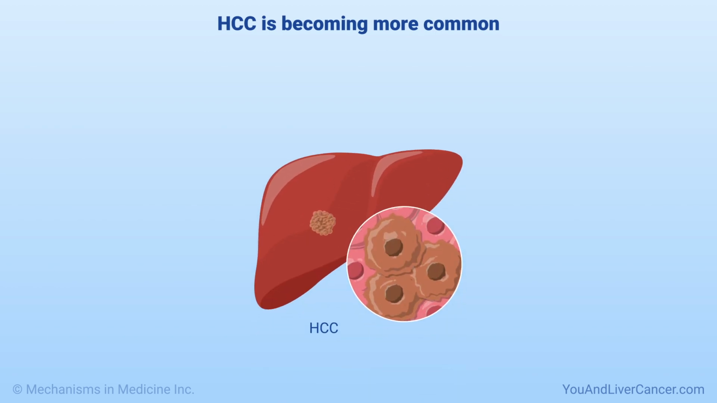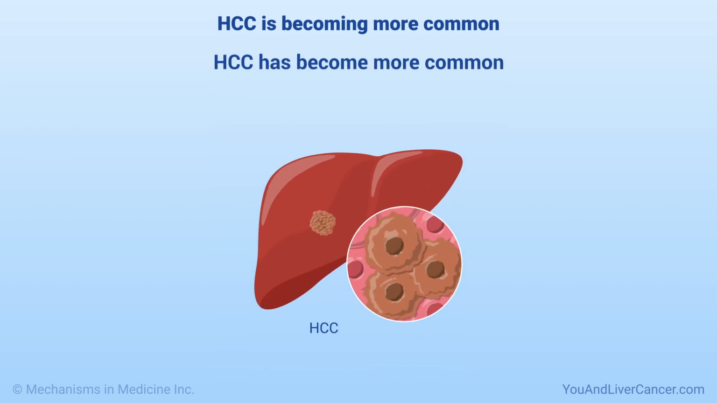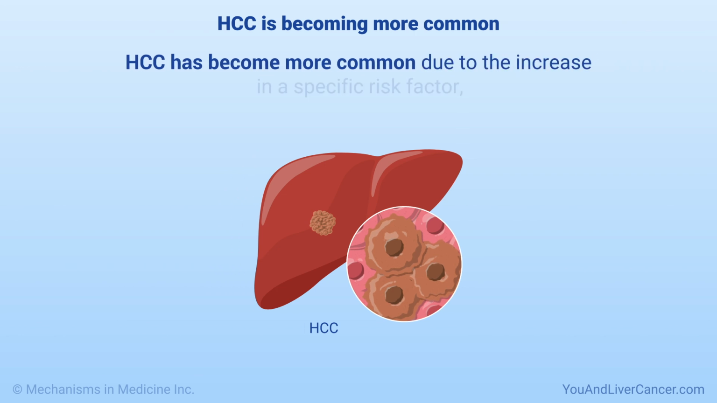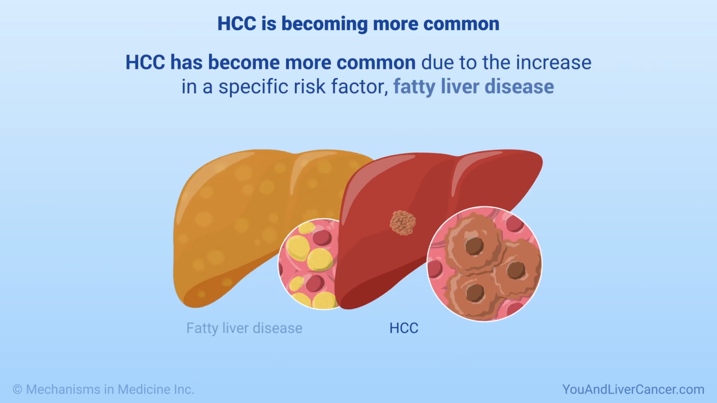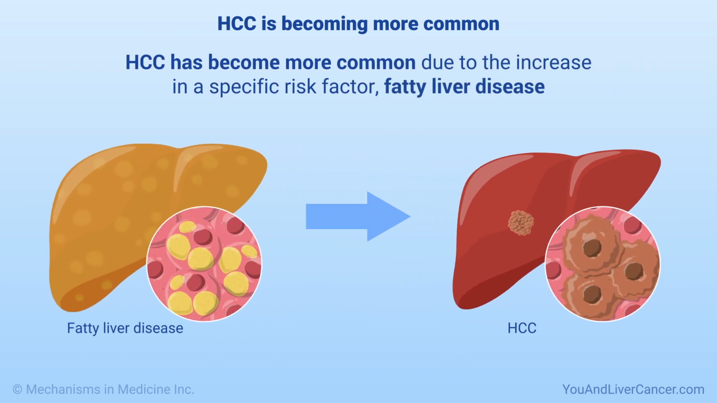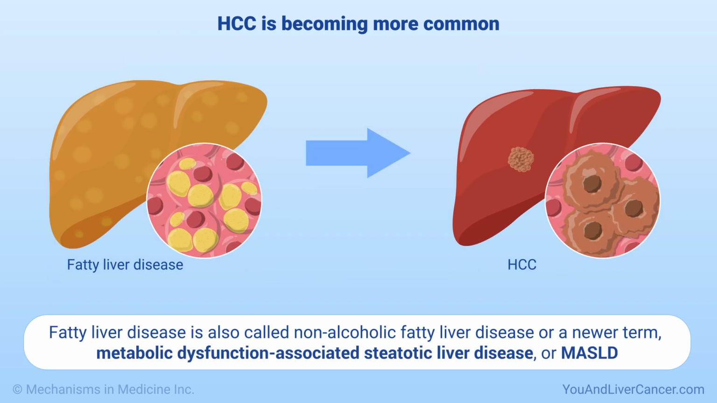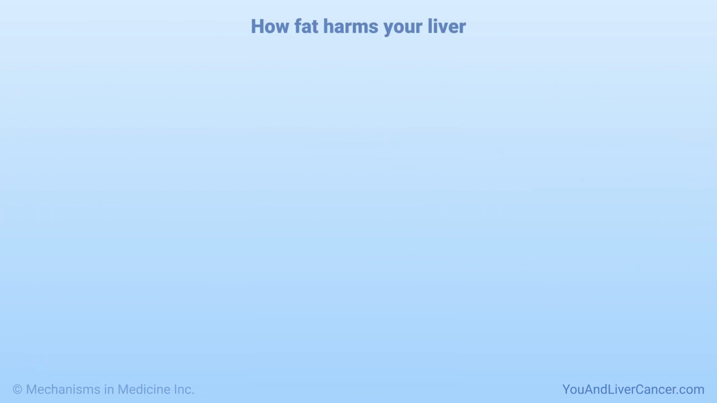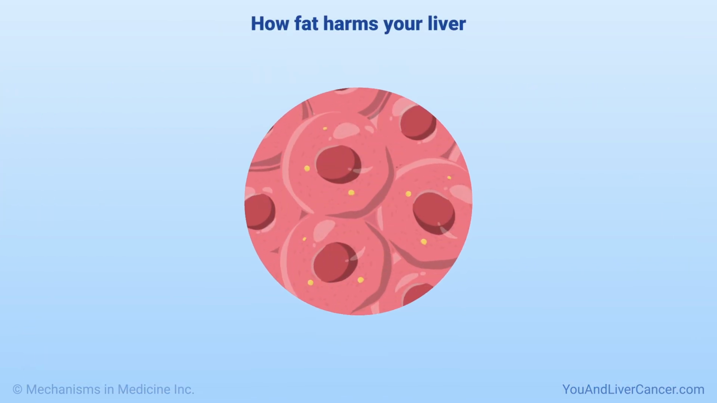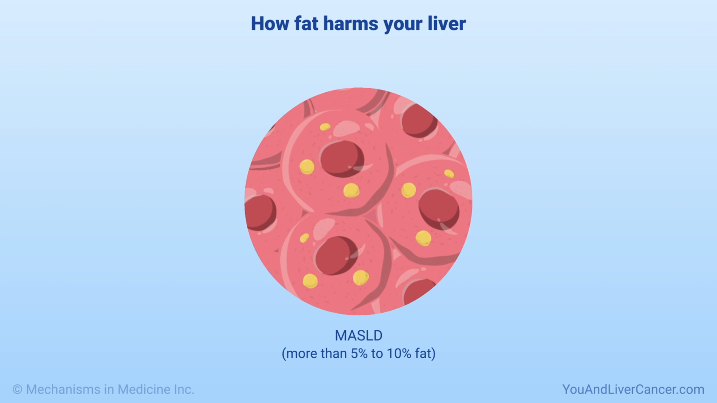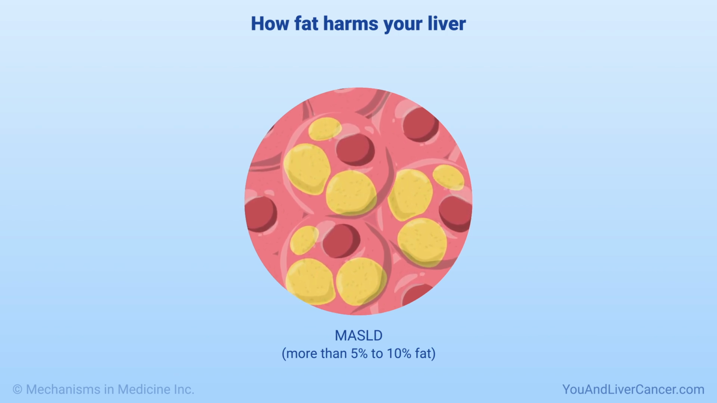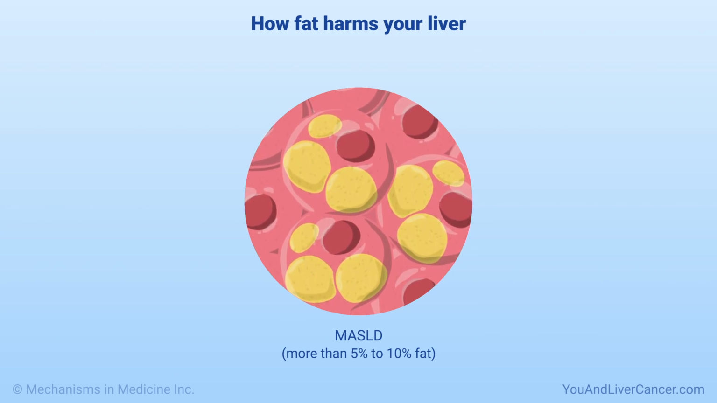In the last 20 years, HCC has become more common. One reason is the increase in a specific risk factor, fatty liver disease. About 30% of adults worldwide have this condition. Fatty liver disease is also called non-alcoholic fatty liver disease, or a newer term, metabolic dysfunction-associated steatotic liver disease, or MASLD. It is normal to have some fat in your liver, but when more than 5 to 10% is fat, doctors say you have MASLD, or the common term, fatty liver disease.